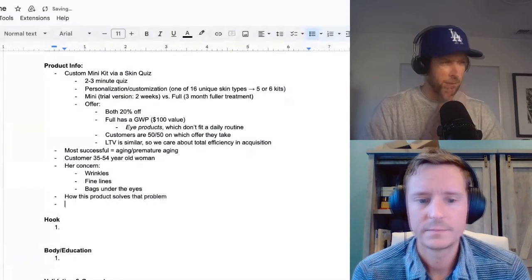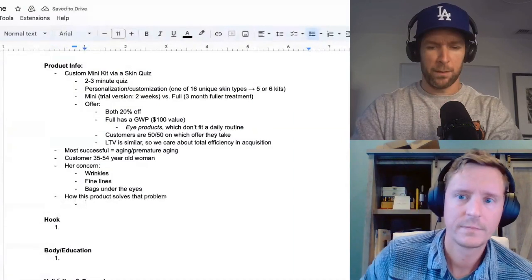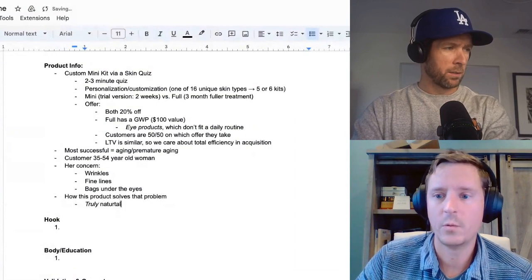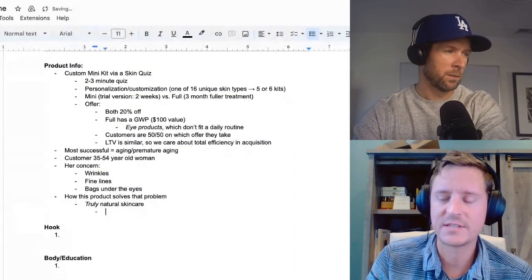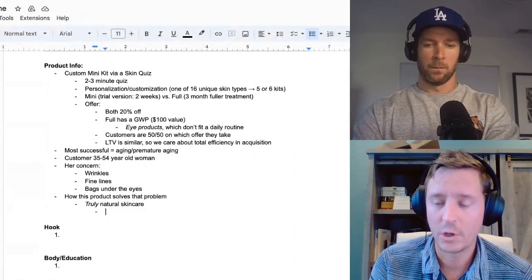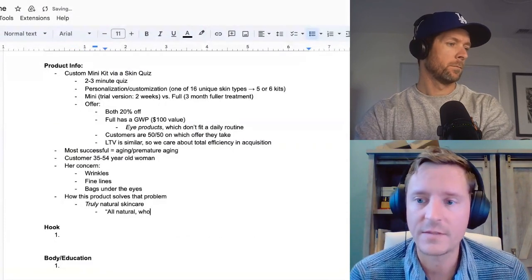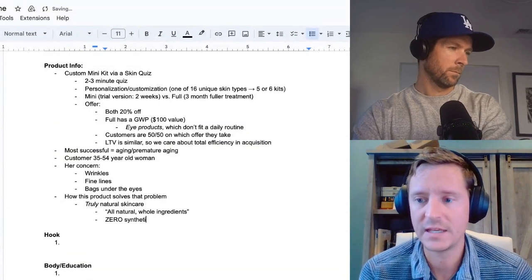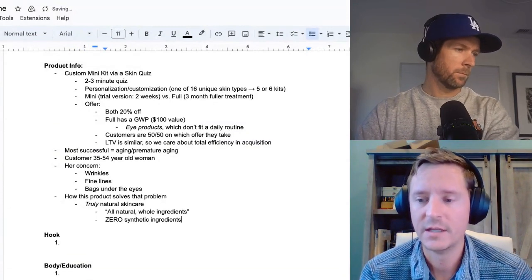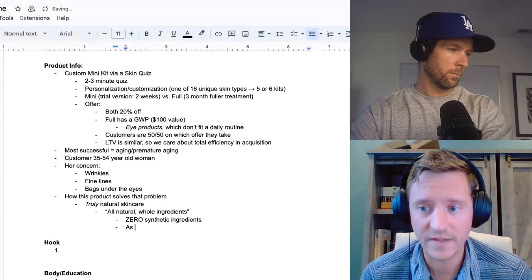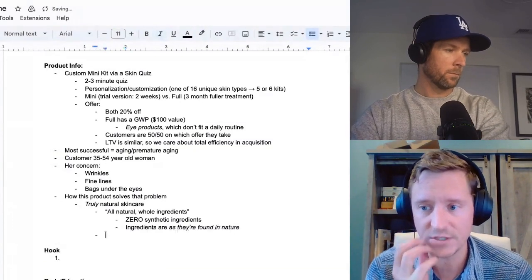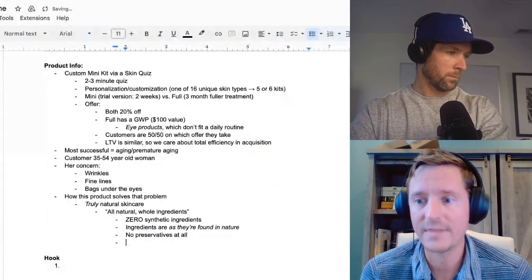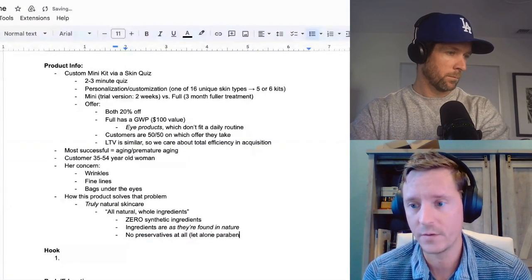Okay, so let's say the product solves the problem, so it's truly natural. Can you just expand on that a little bit more? Yeah, one of the fastest ways to say that is all natural, whole ingredients only. Meaning there are no synthetic ingredients in here. They're whole as they're found, so to speak, in nature, included in the product. There are no preservatives at all. Never mind parabens, which is just a specific kind of preservative. There's no preservatives at all. And part of the way that's possible is there's no water in the formula.